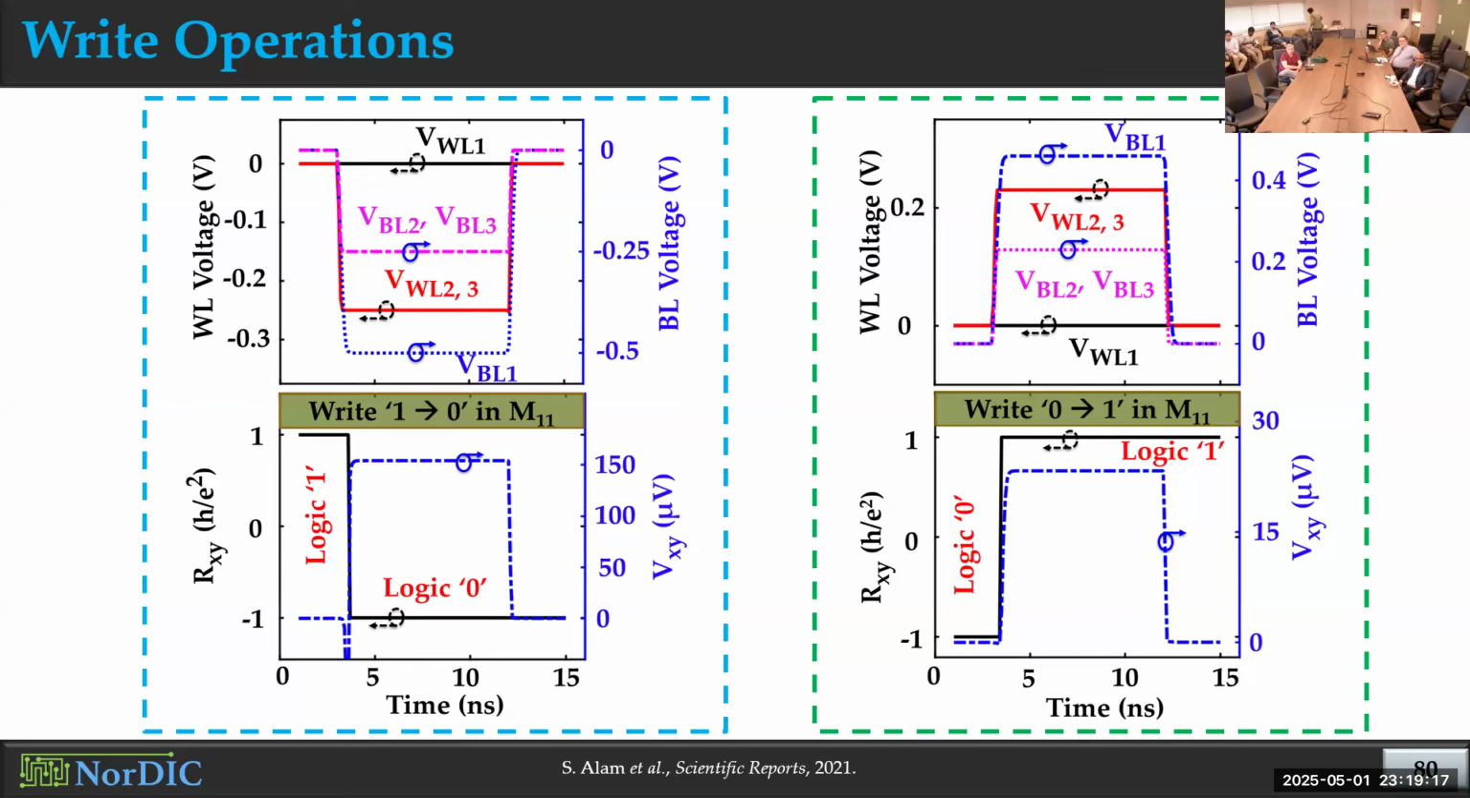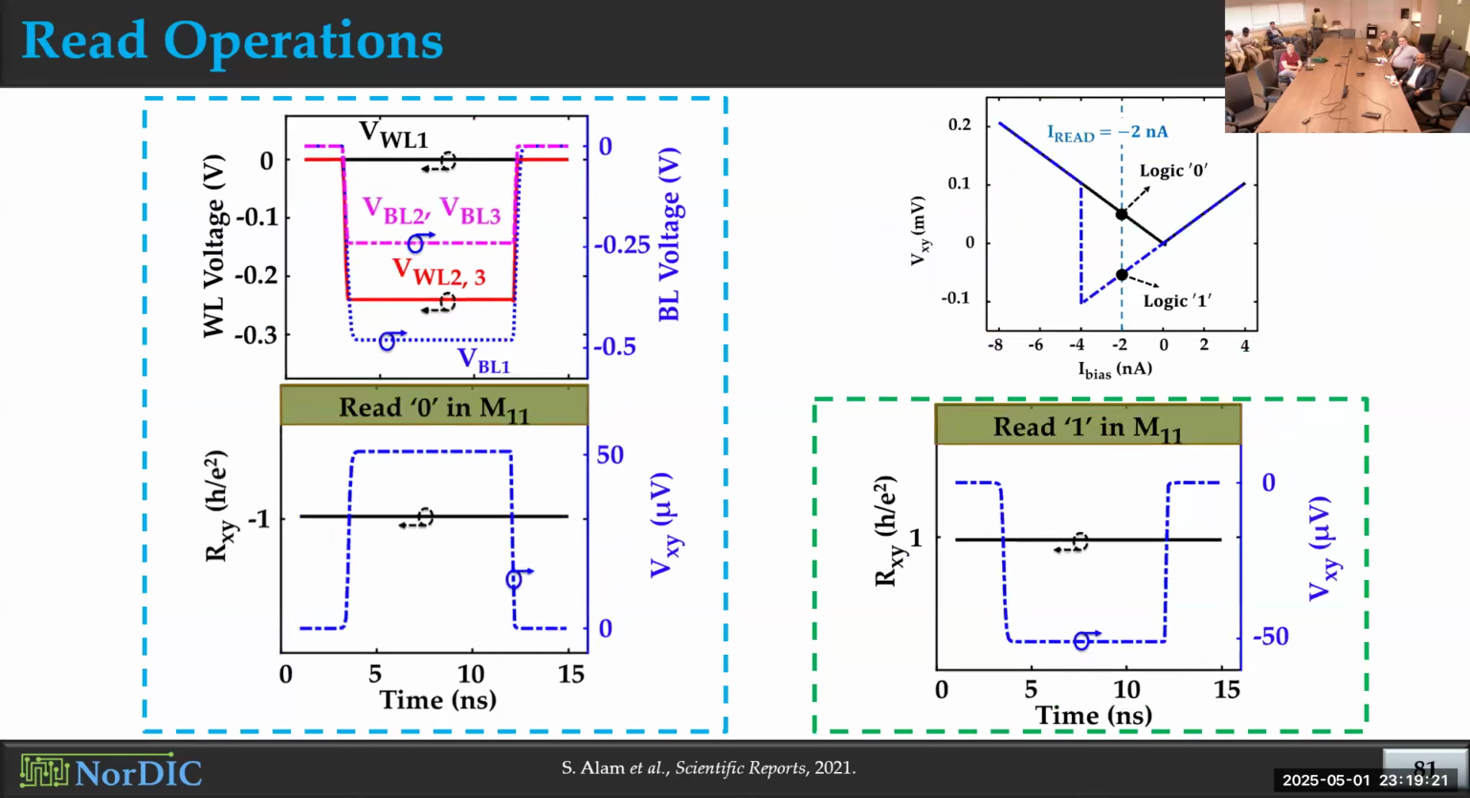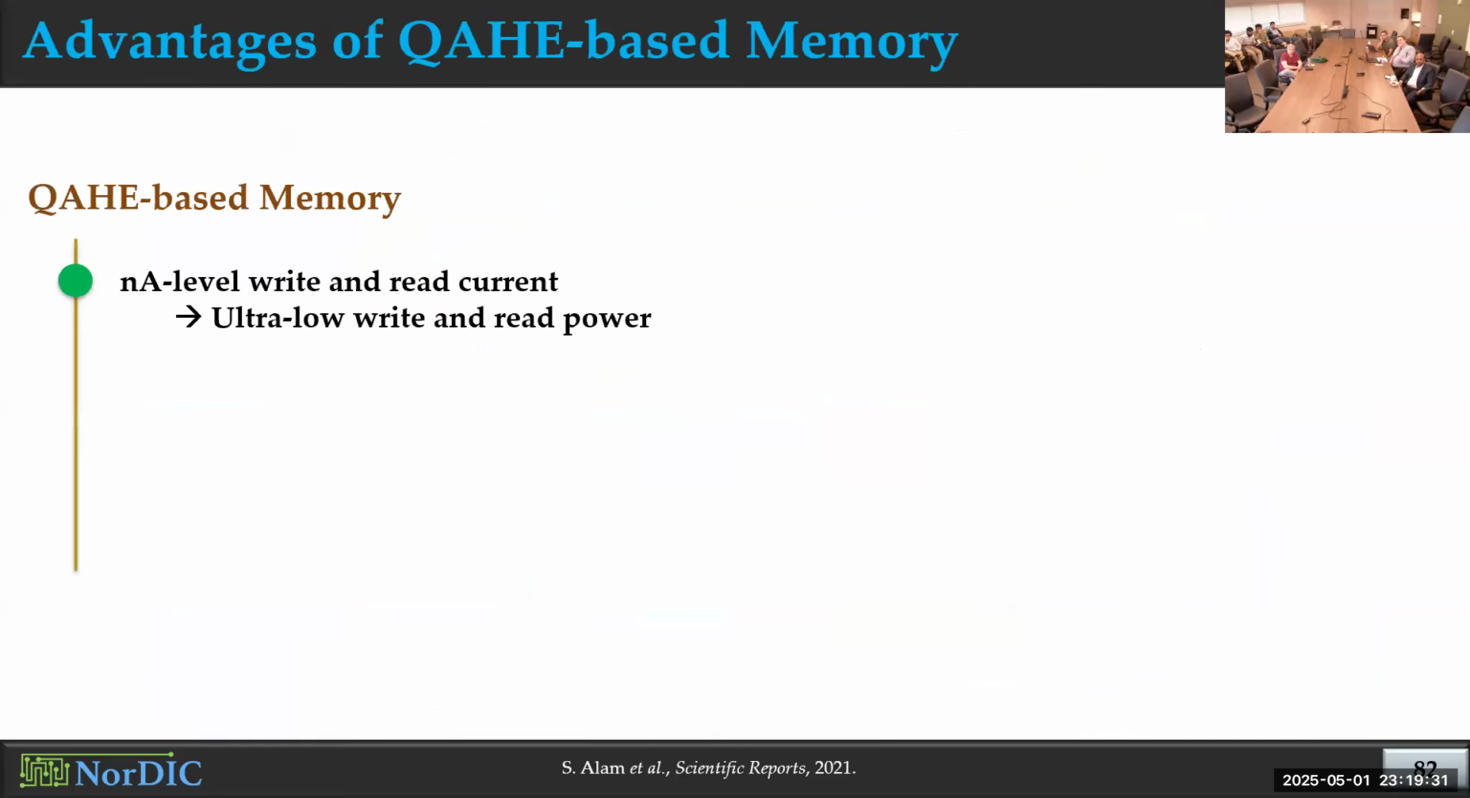So this shows the simulation results where we perform the write and read operations again, and using that V/2 biasing scheme that I explained, we could perform all the read and write operations in one specific cell without disturbing all the other cells in the array. The advantage of this memory system is that we need to apply nanoampere level current for read and write operations. Although that is difficult to control, it gives us extreme power efficiency. We get ultra low power for the write and read operations.